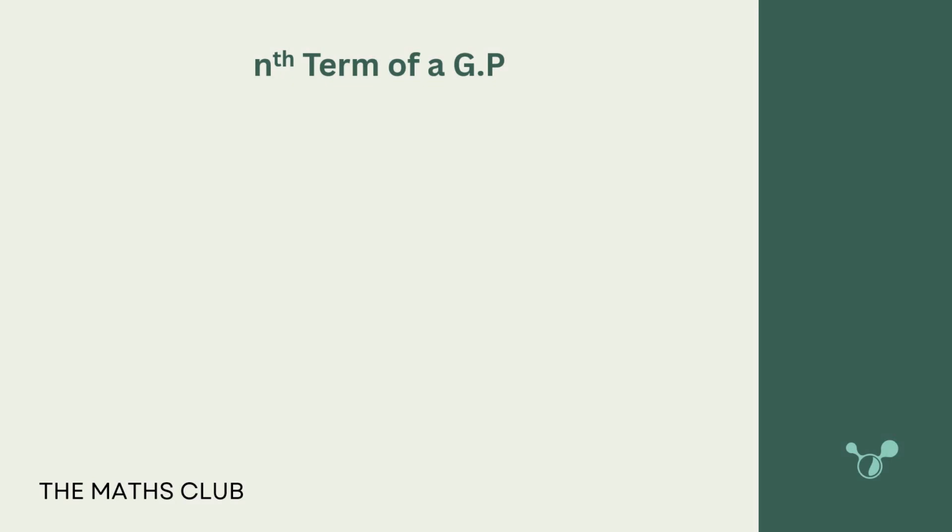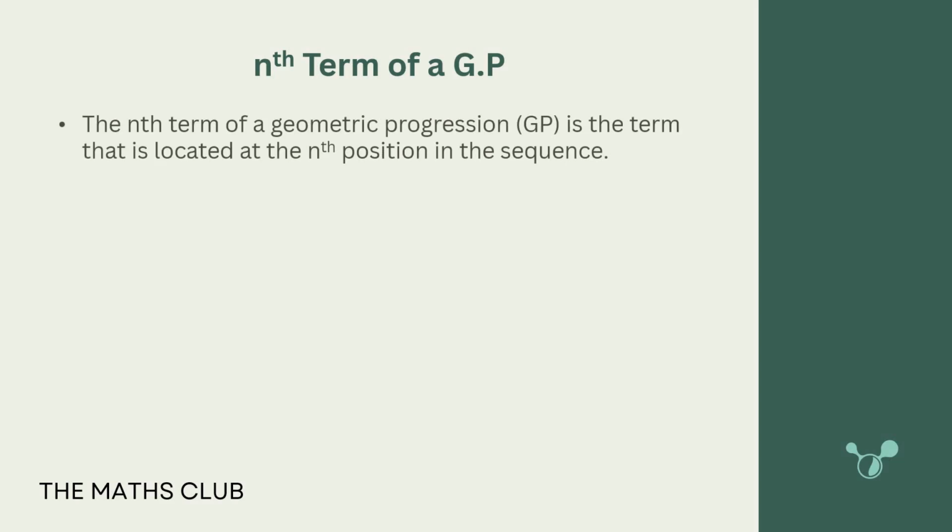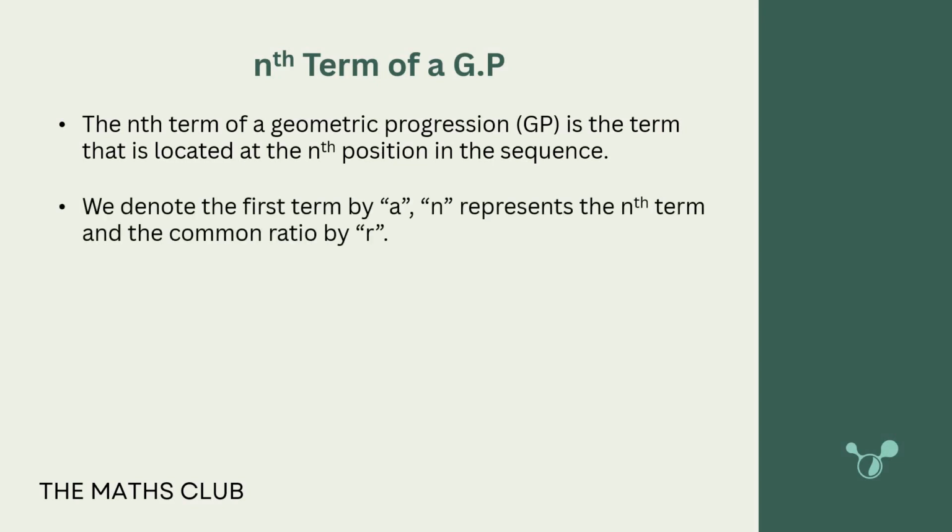So the nth term of a GP, just like we had the nth term of an AP in the previous video that we did, we can also have the nth term of a GP. So what's the nth term? It is the term that is located at the nth position in the sequence. I mean, if n is 5, it's the term located at the 5th position in the sequence. So we denote the first term by a, and n represents the nth term that we're looking for, and then r is the common ratio.